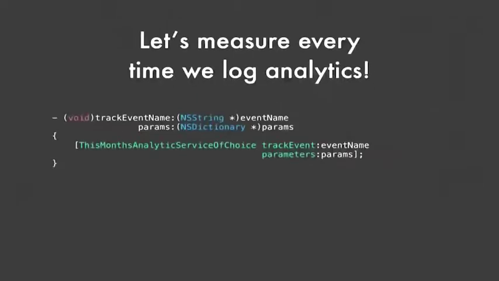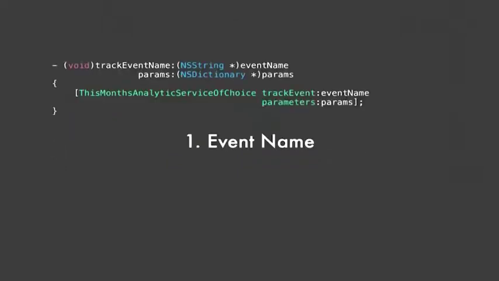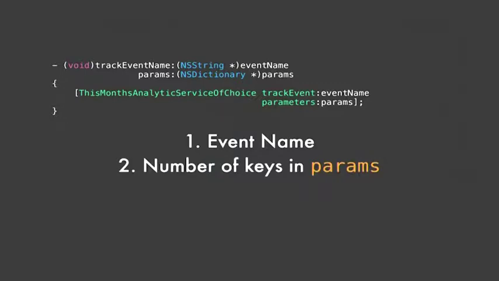So here is our analytics call. It lives in some singleton somewhere, and pretty much it takes a string name, and then an endless dictionary of params. Pretty cool, pretty simple. And what I want to do is track in Instruments every time this fires, and what I want is the event name, and the number of keys in that params dictionary. Okay, so just using a DTrace static probe and Instruments, I can do just that.